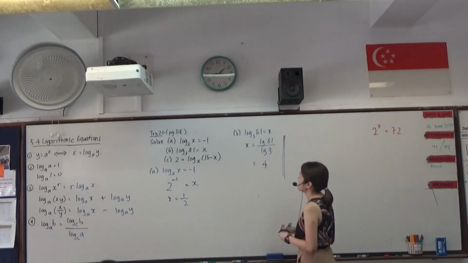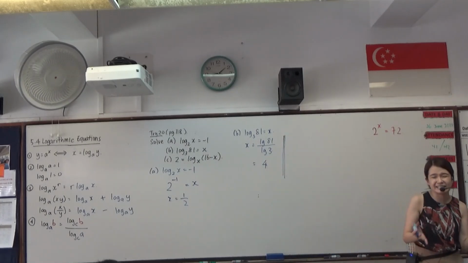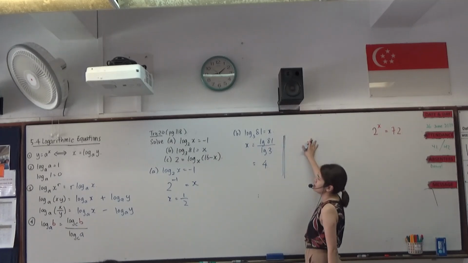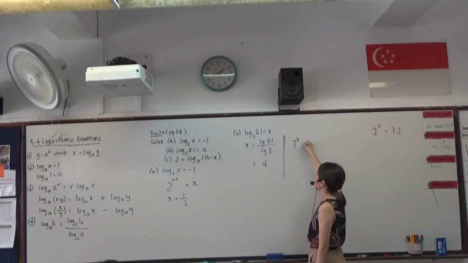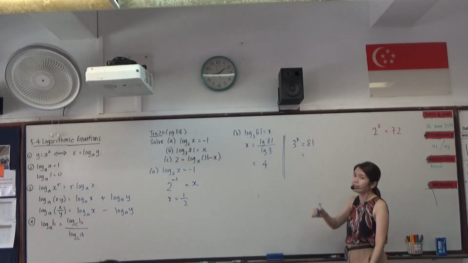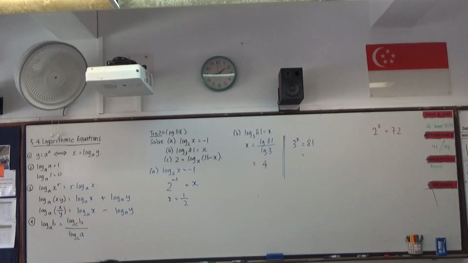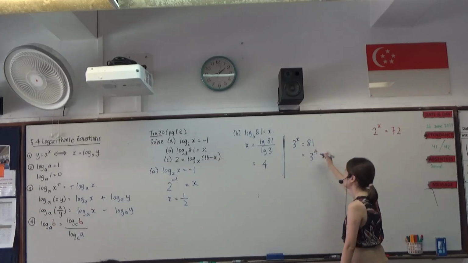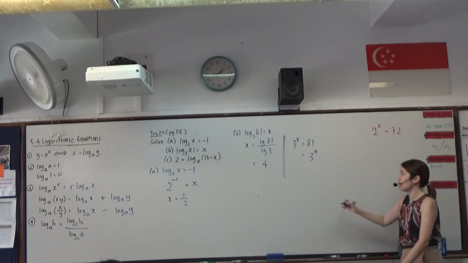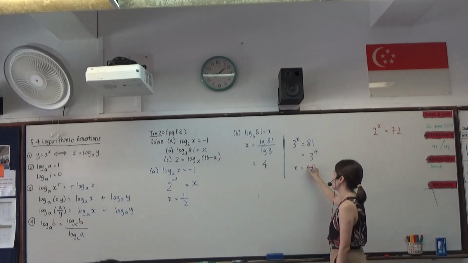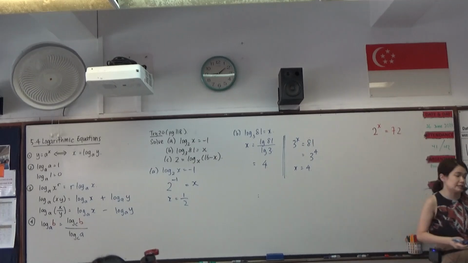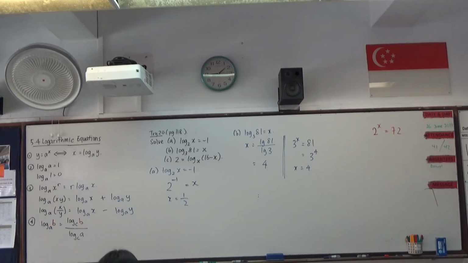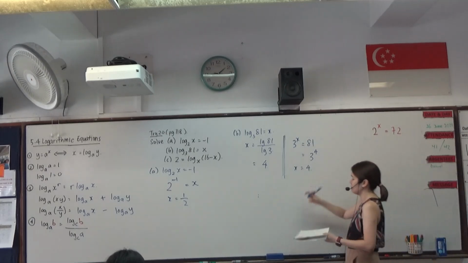Alternatively, another method, which is a little bit unnecessary, but I still want to cover it. In this case, you can change it into your index form. It will be 3 to the power of x equals 81. Coincidentally, 81 can be expressed in the base of 3. That will be 3 to the power of 4, and therefore your x, by comparing powers, is equal to 4. That's an alternative method, but since we already know our calculator method, you need not be that familiar with this.